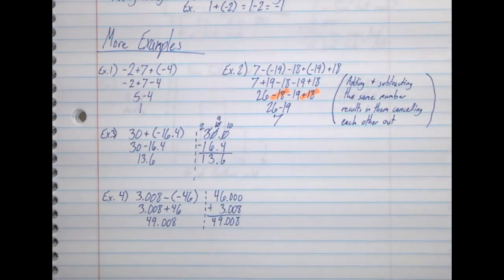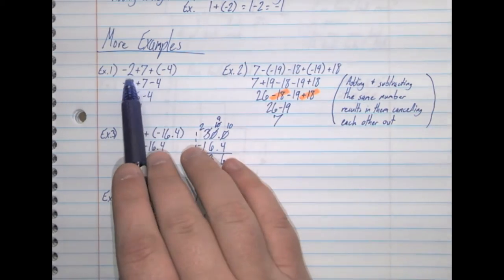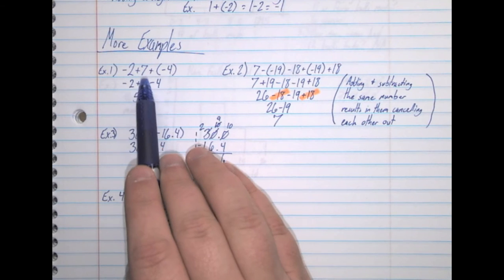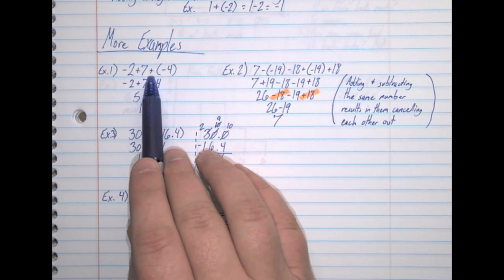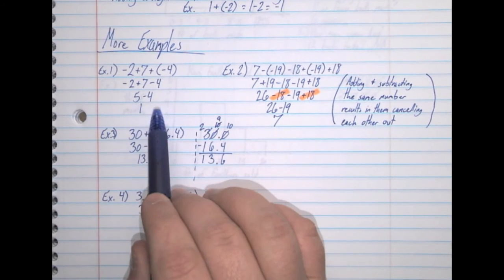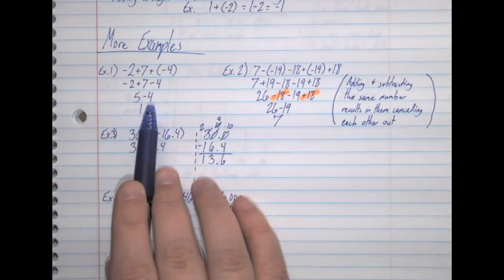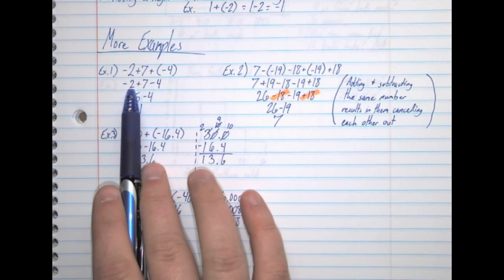Example 1: we have negative 2 plus 7 plus negative 4. We're going to correct our signs here. We have negative 2 plus 7, and we don't need to change that. But when we add a negative, we can change that symbol to a subtraction symbol and go from there. Negative 2 plus 7 gives us 5. Then we have 5 minus 4, which gives us our answer of 1. So just remember to change that sign and then go from left to right.